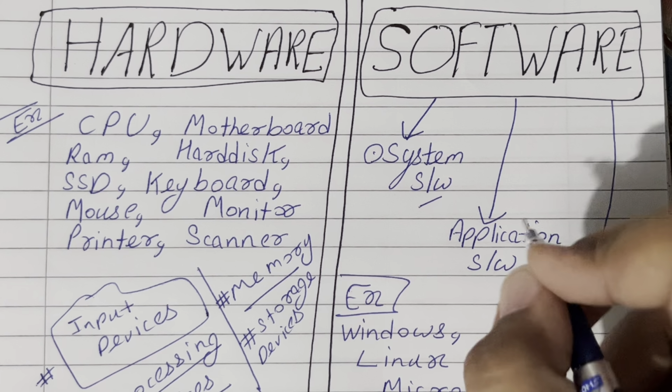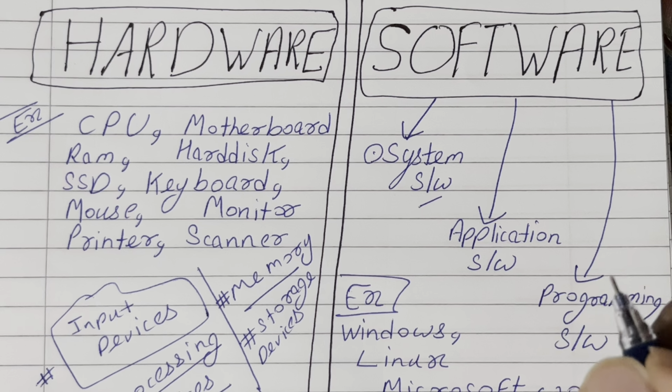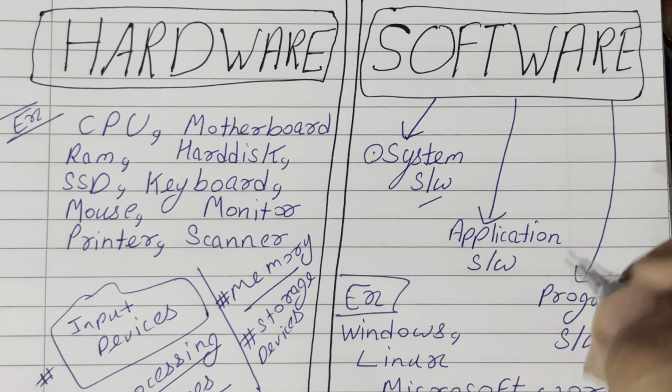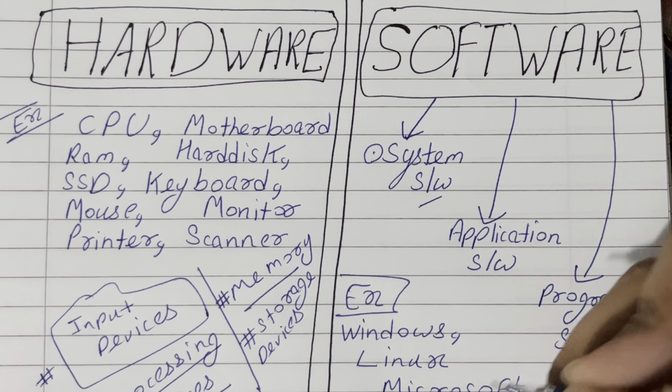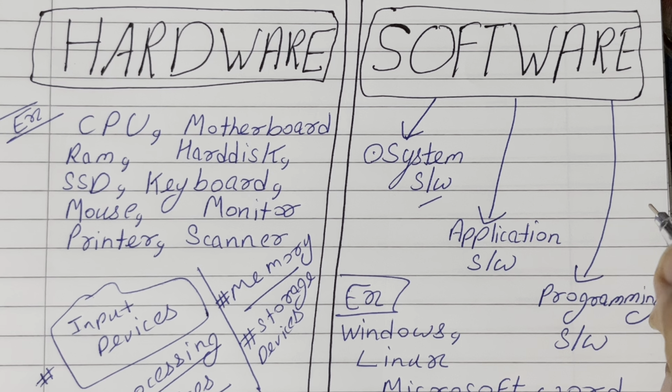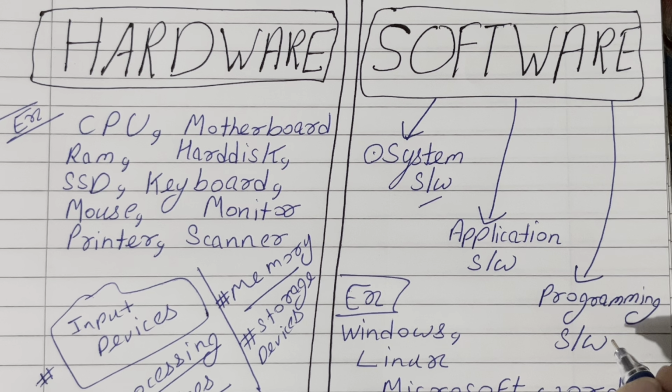And if we talk about examples of application software, they are Microsoft Word, Microsoft Excel, Google Chrome, VLC Media Player, Adobe Photoshop, and PowerPoint, etc. So guys, you should know application software generally depends on the system software to communicate with the computer's hardware. Okay. Now next is programming software.